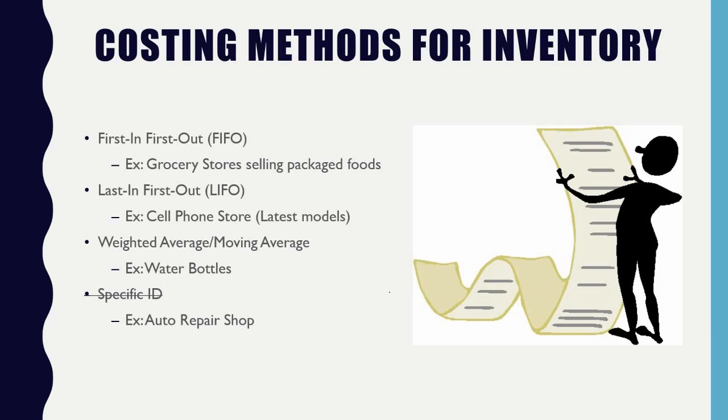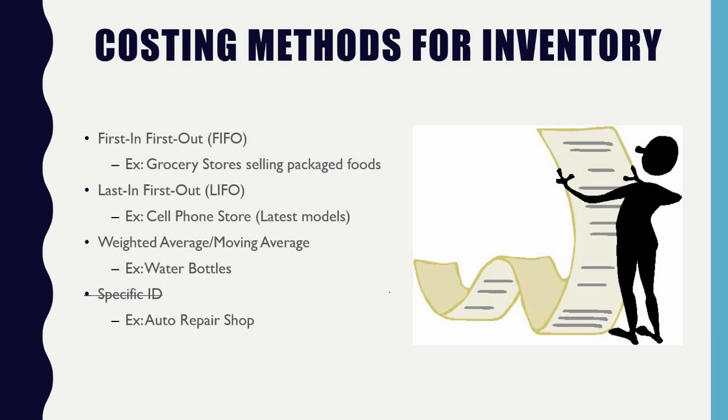Okay? And then the last one that we're going to be teaching today in this class is weighted average, or moving average. Now, for this one, we don't really care which batch came first or which batch came last. We kind of want to get a general idea, or a general lump sum. What we're going to do is take an average cost, because in this case it doesn't matter to us whether we sell it at a high price or a low price.